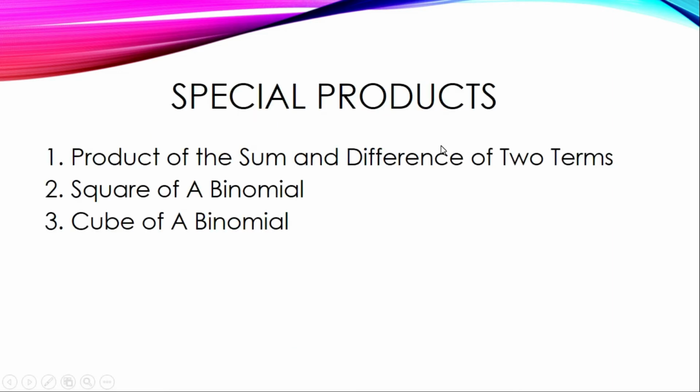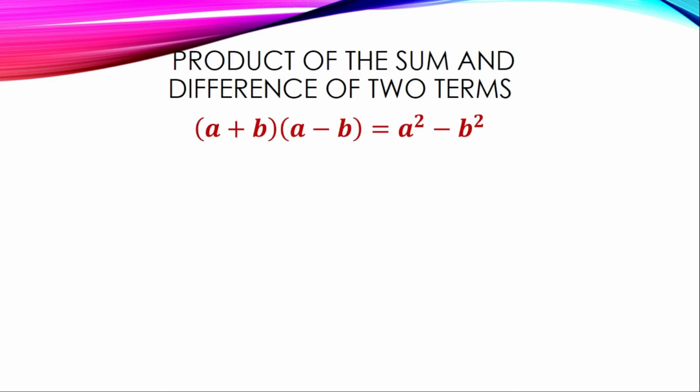Now, let's proceed to the special products. When we say special products, we have the product of the sum and difference of two terms. We also have the square of a binomial and the cube of a binomial. In here, we are just following a rule. So the product of the sum and the difference of two terms, we have the quantity a plus b times the quantity a minus b is equal to a squared minus b squared.